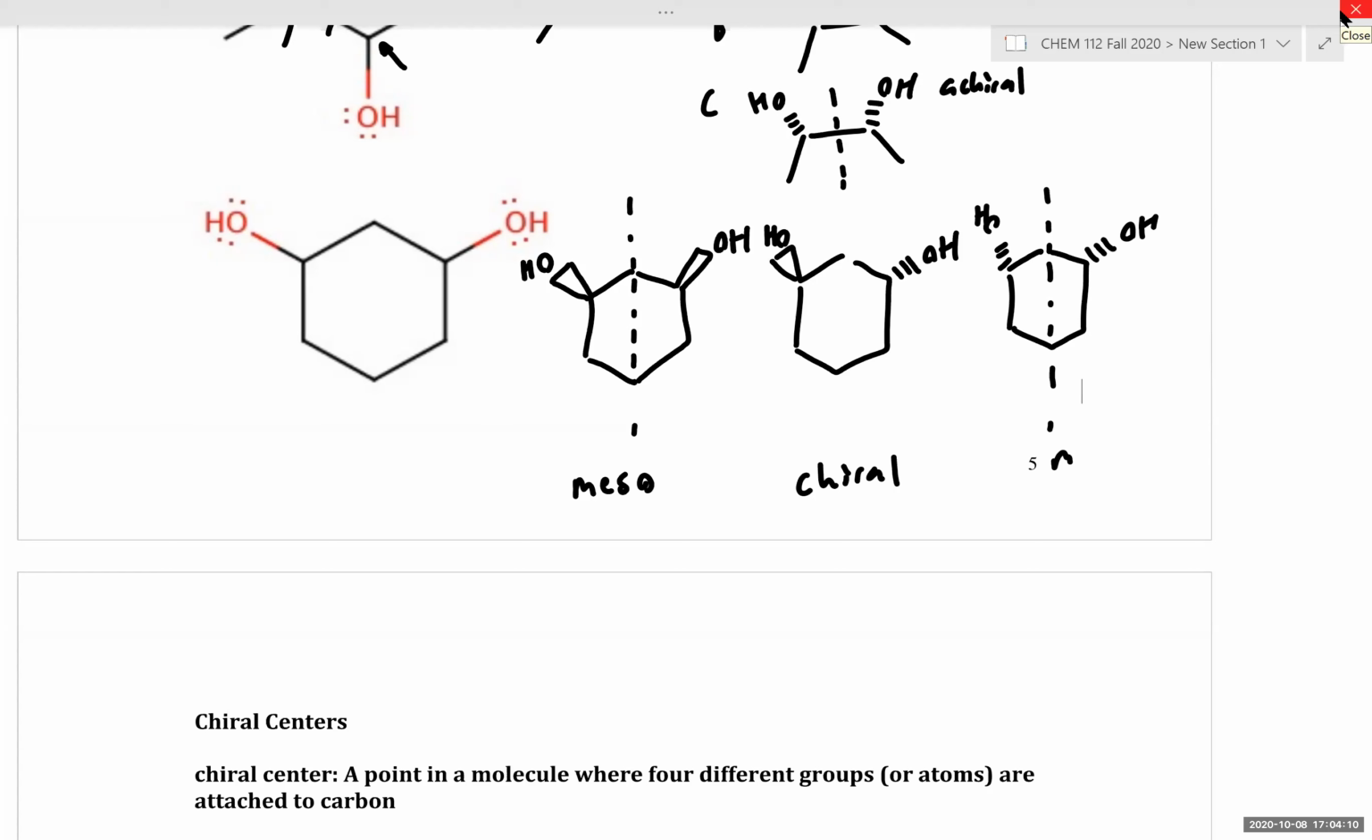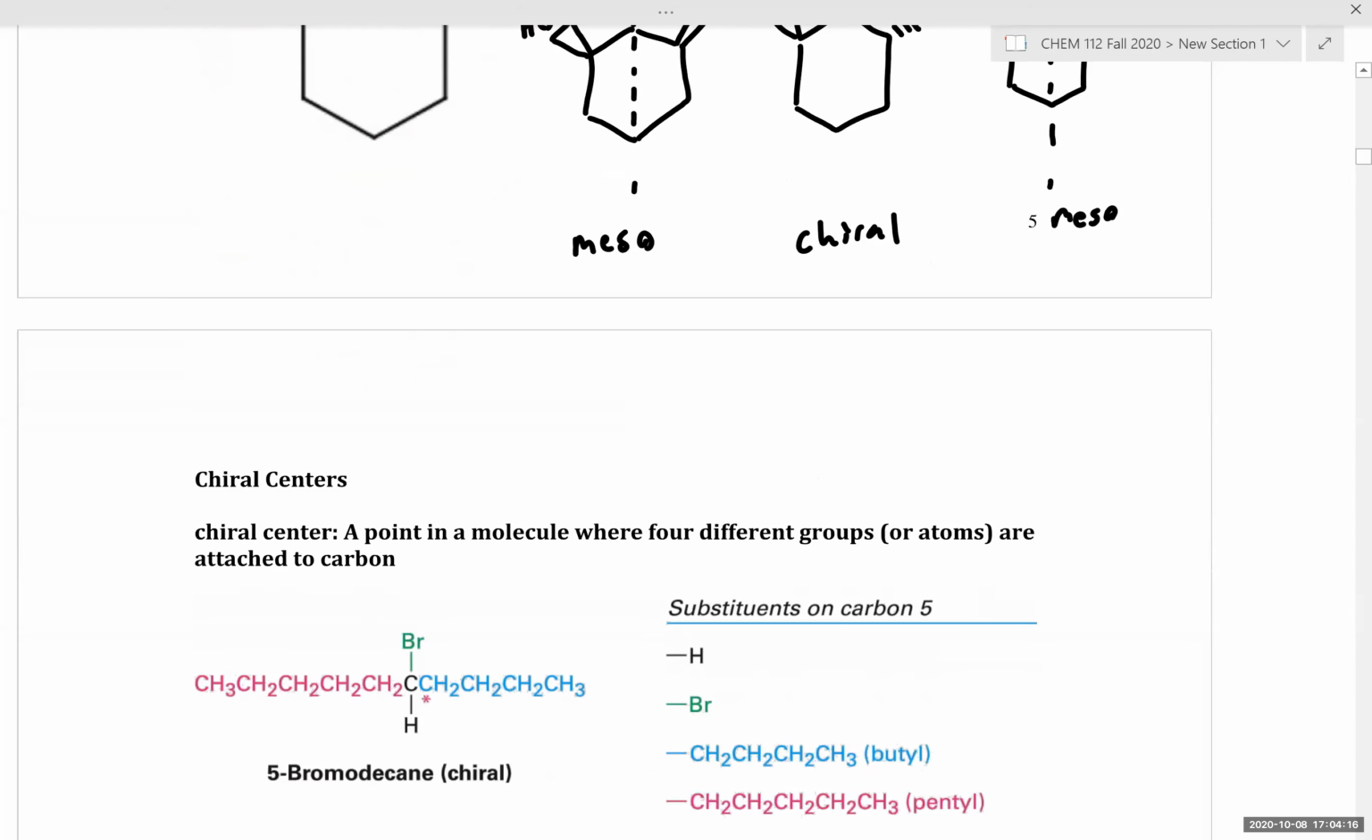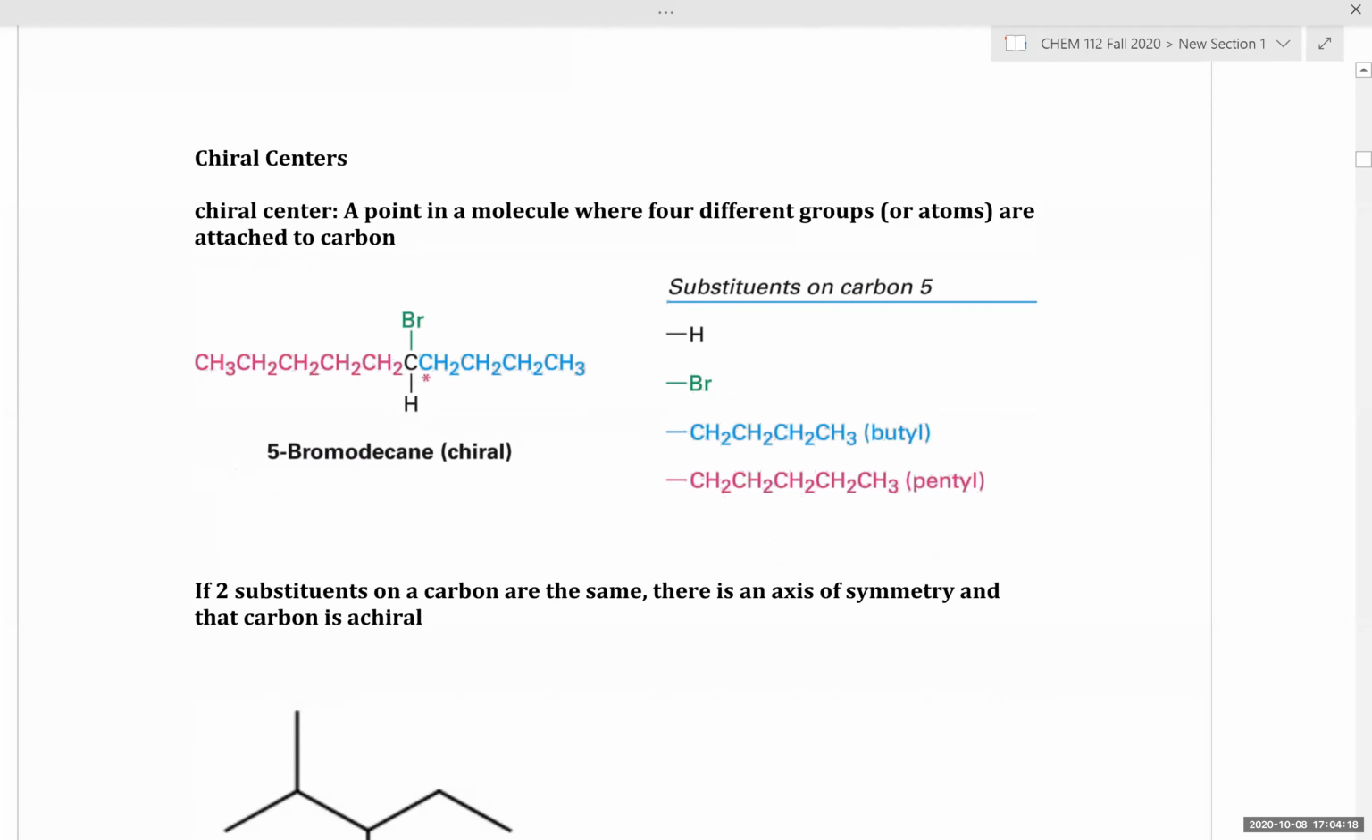Okay, so this compound would be meso. Okay, so let's talk about chiral centers. A chiral center is a point in the molecule where 4 different groups or atoms are attached to a carbon. So for example, in this case, this carbon is a chiral center because there's a hydrogen, bromine, a butyl, and a pentyl group. All of the groups are different.